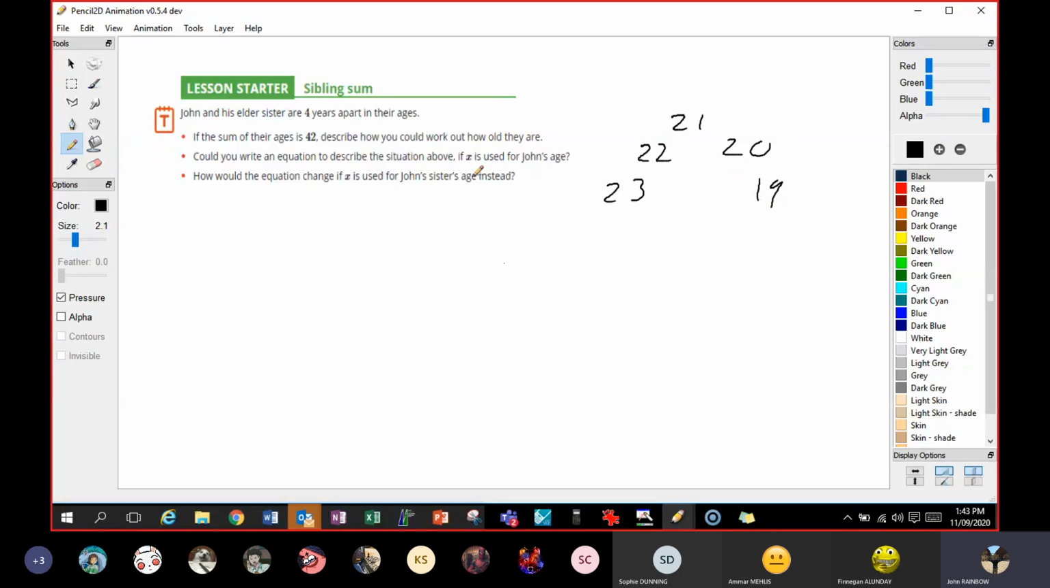How we could write an equation to solve it, and we're going to give X as John's age. So John and his elder sister are 4 years apart. We're not too sure if John's older or younger, but let's just say John is the younger one. So X is John's age. We know that John and his sister are 4 years apart, and we know that the sum of their ages is 42. If we're saying John's the younger one, well, 42 would be John's age, and if they're 4 years apart, it'll be plus his sister's age. He's the younger one because it's his elder sister.